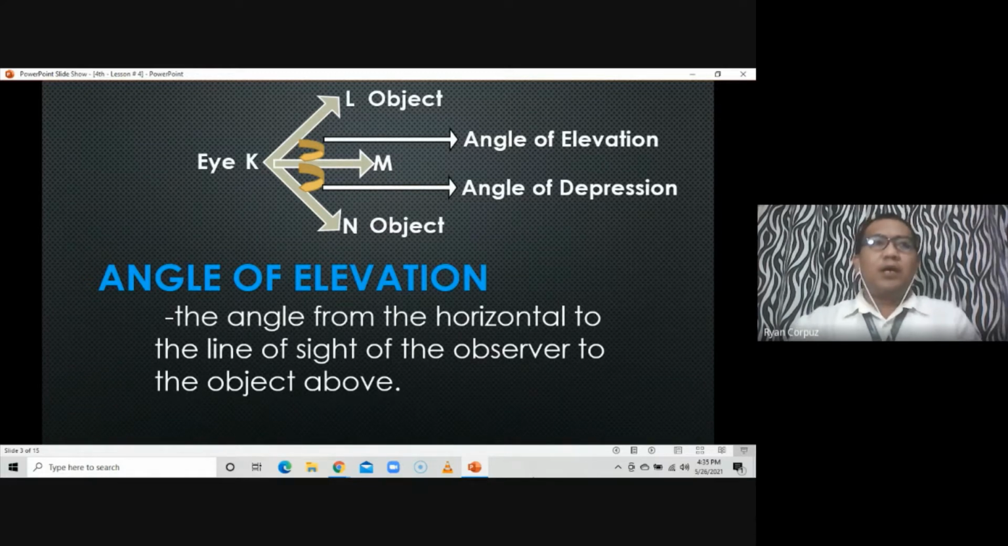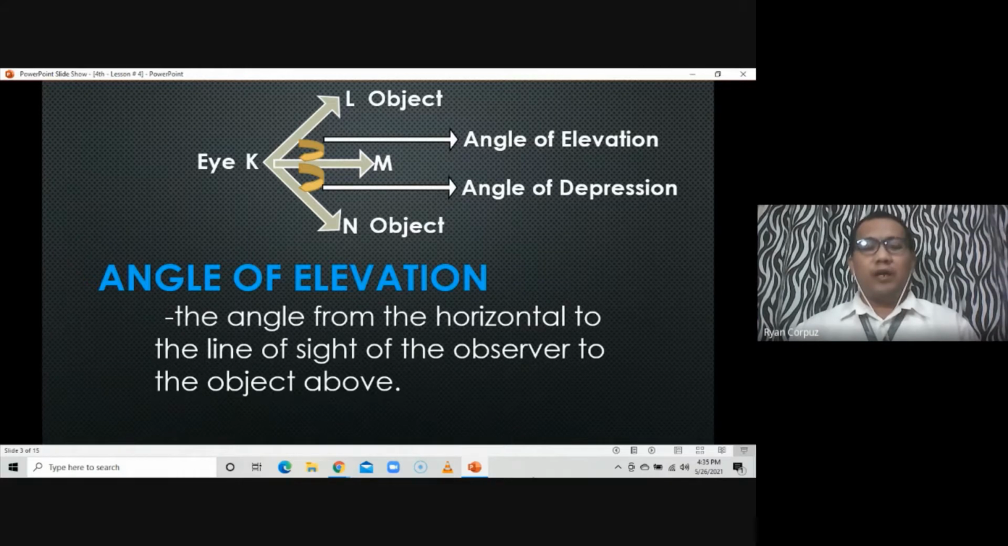So, usually, angle of elevation is being formed when the observer is below. Example, nasa daanan ka and you've seen a bird above you. So, makaka-form ka ng angle of elevation. Meron din naman, kahit nasa baba ka, makaka-form ka rin ng angle of depression. Let's take for example, nasa ground ka and you've seen an ant below you. So, yun ang may ibang angle na ma-form natin.